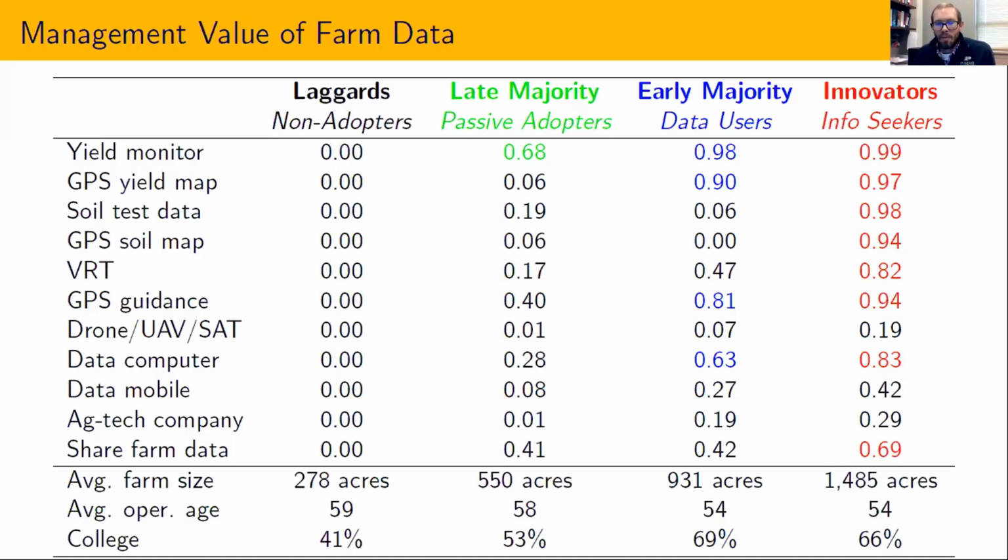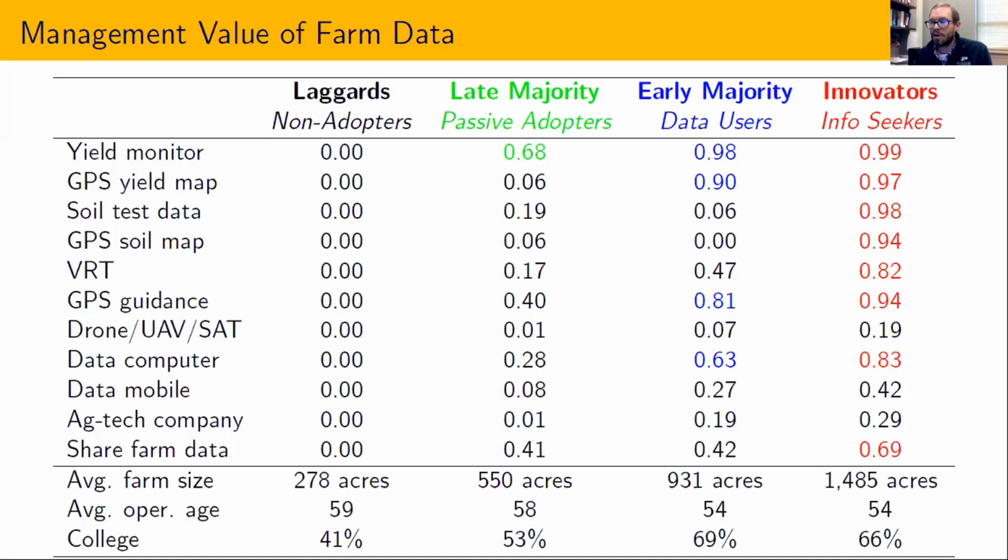So we looked at how these farms are adopting technologies. We looked at their yield monitor usage and then some of the more advanced technologies. We looked at the late majority group and we called them passive adopters because they pretty much have a yield monitor and not much else. 68% of them use a yield monitor, but they're not using farm data very much at all.